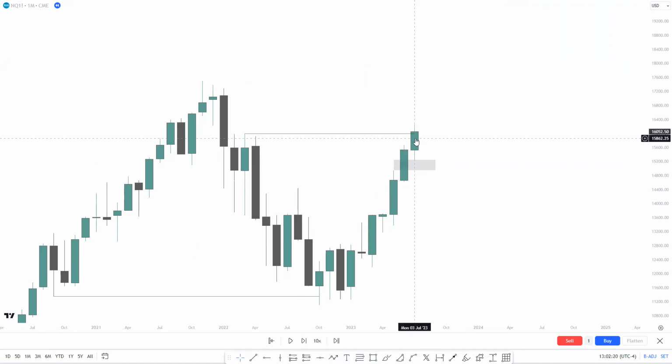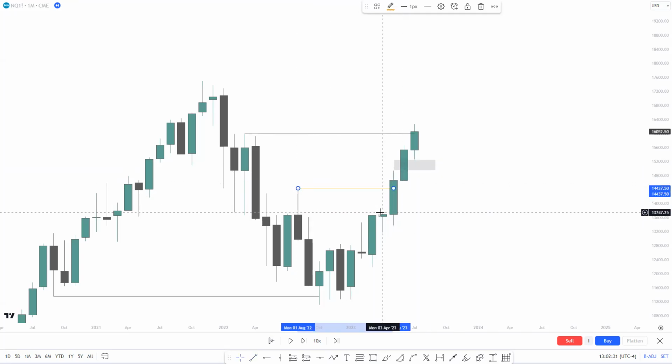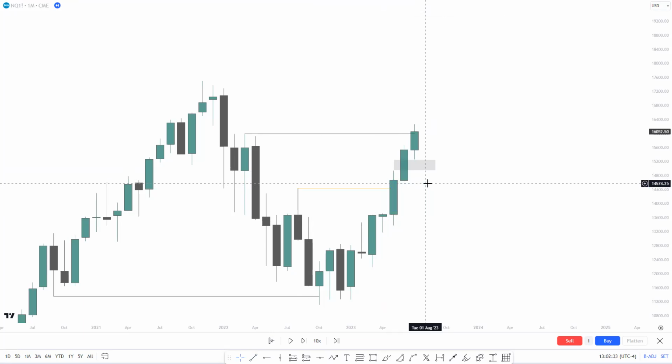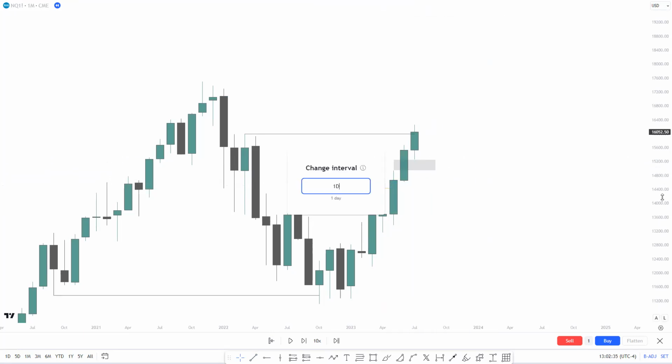So price takes out external, but that doesn't mean that it's now going to go to internal. We have to confirm it first. And here's a good example of it. So here's external range, price takes it out. Does it go back into the fair value gap? No. So you have to confirm it with the low time frame structure.